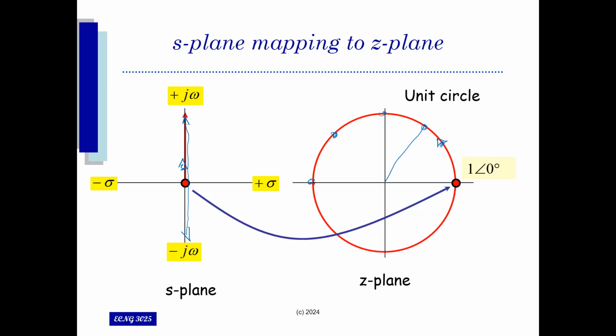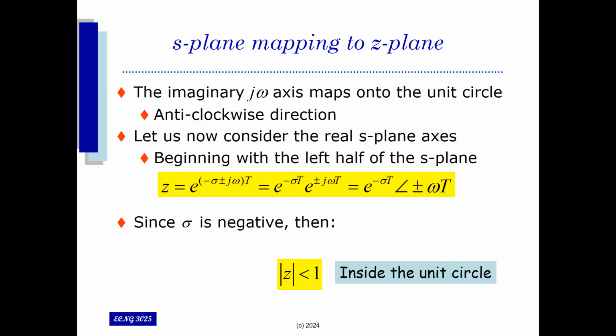Right? So in other words, the j omega axis of the S-plane maps to the unit circle, a circle of radius 1 in the Z-plane. Everybody following that? Yes. Right. So the imaginary j omega axis maps onto the unit circle.